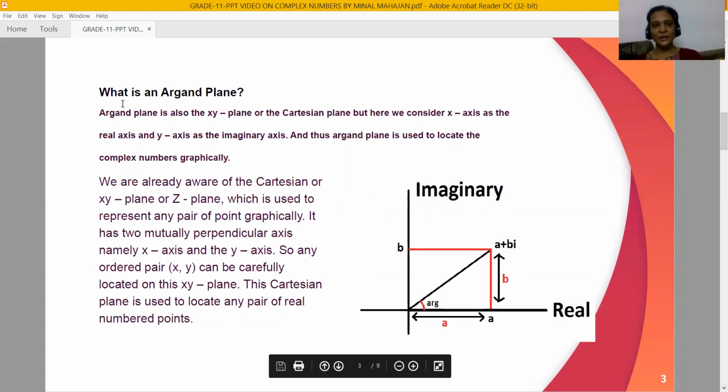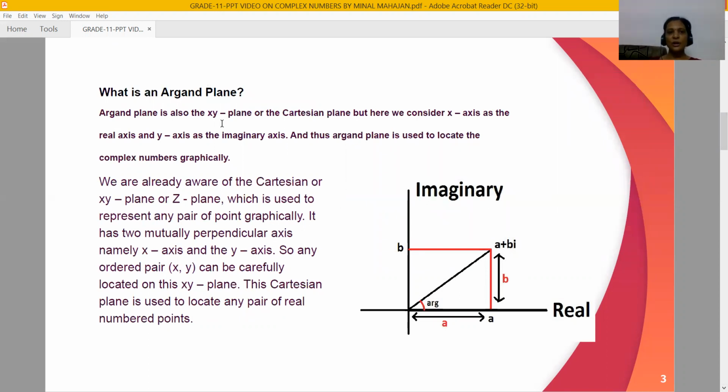In this PPT, we will see about the Argand plane. So what is the Argand plane? The Argand plane is also the xy plane or Cartesian plane, but here we consider the x-axis as the real axis and the y-axis as the imaginary axis, and thus the Argand plane is used to locate complex numbers graphically.